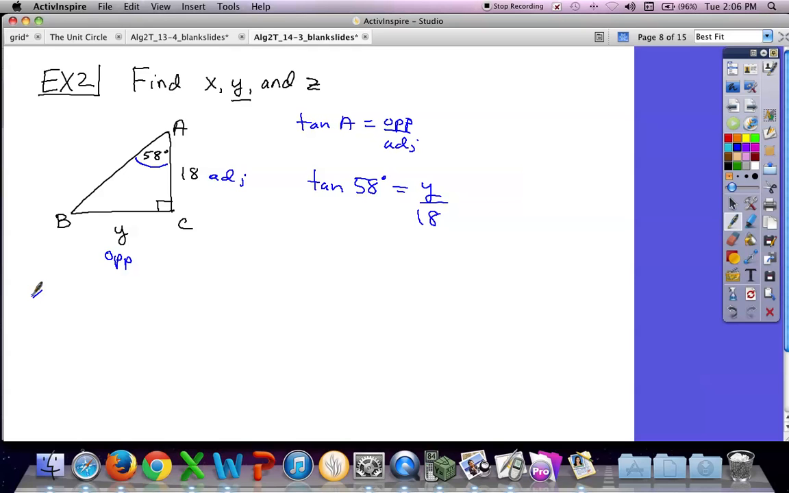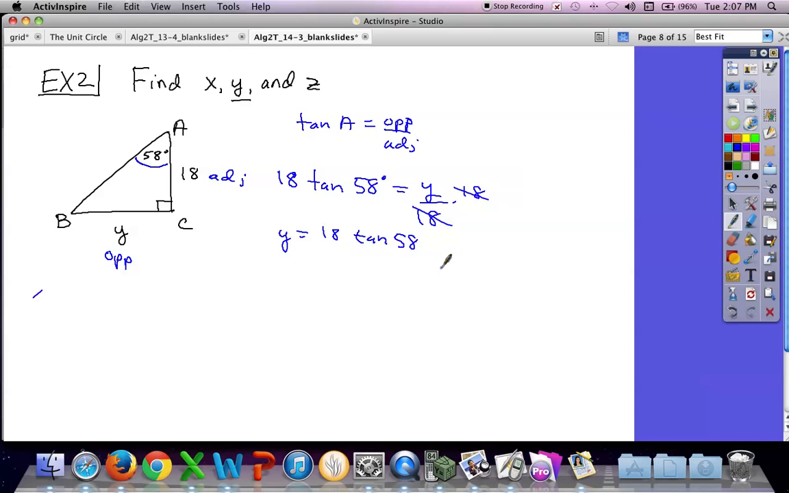Y equals what times tan 58? 18, right? Multiply both sides by 18, because this Y is being divided by 18. That cancels the 18. So Y equals 18 tan 58.